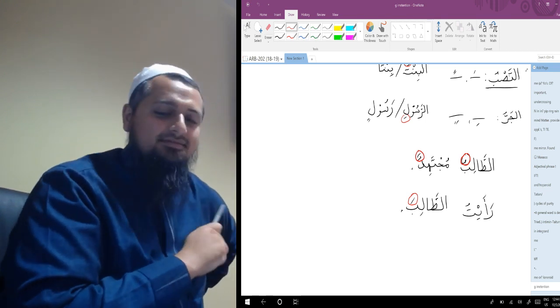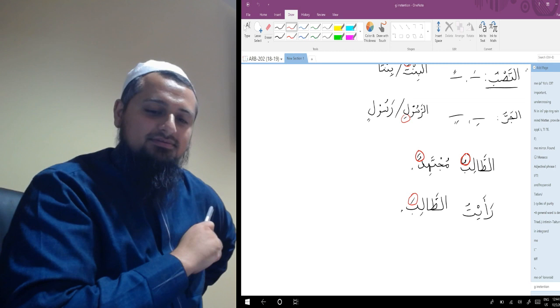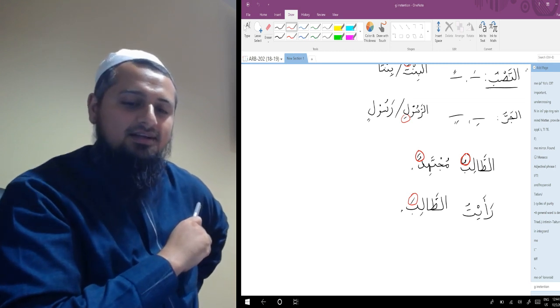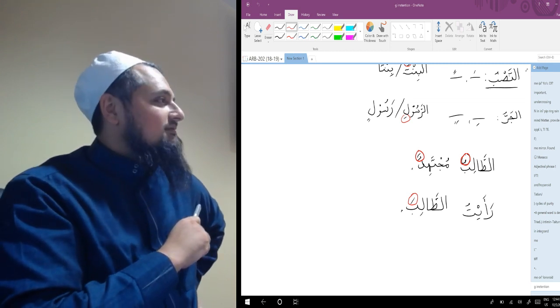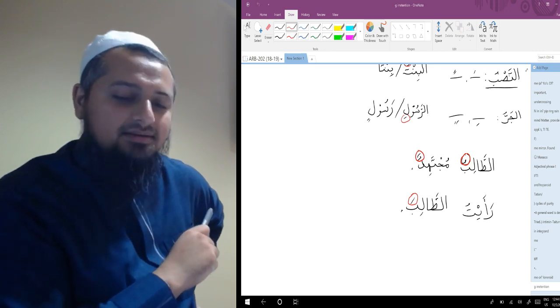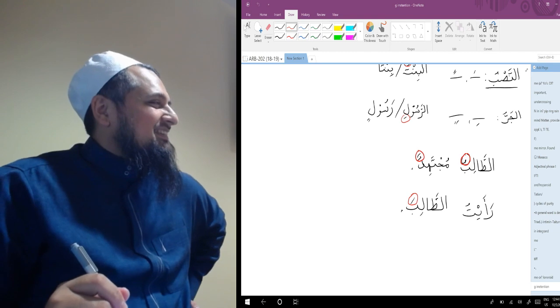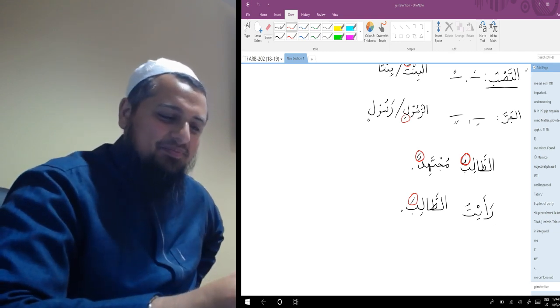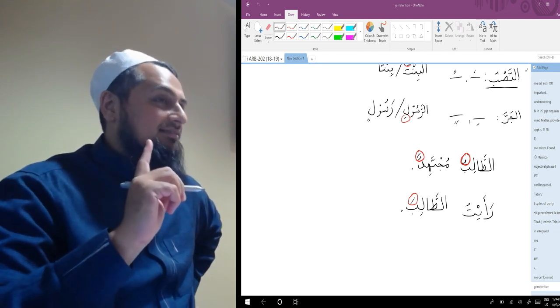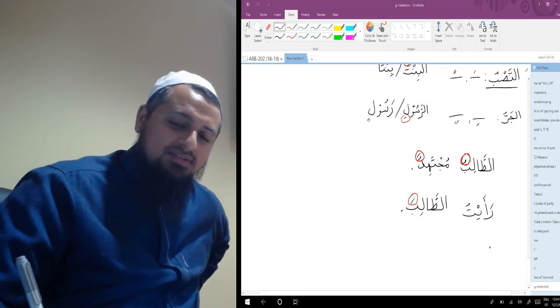The line over the ta is just the two dots, right? That's a shadda. Al-taliba. No, over the ta. Yeah, that's two dots. Make sense? Alright, one more sentence.